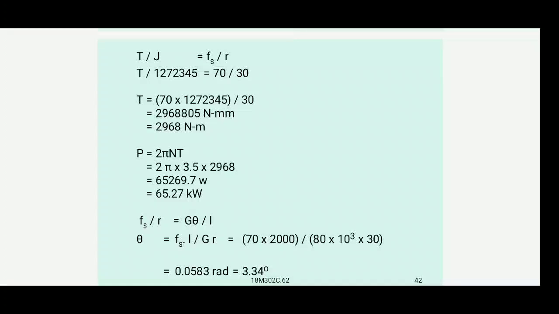that is equal to 65.27 kilowatts. Fs by R is equal to G theta by L. Theta is equal to Fs into L by G R. So that is equal to 70 into 2000 by 0.8 into 10 to the power of 3 into 30. That is equal to 3.34 degrees.